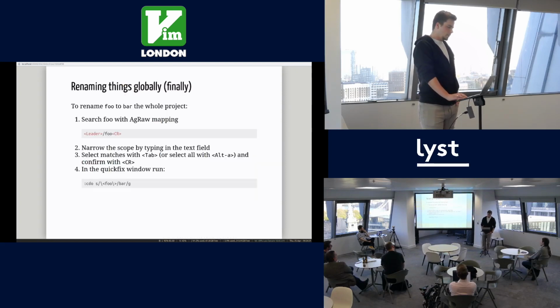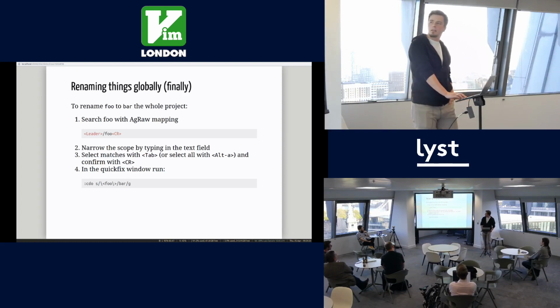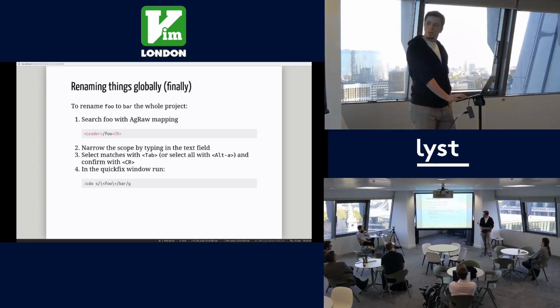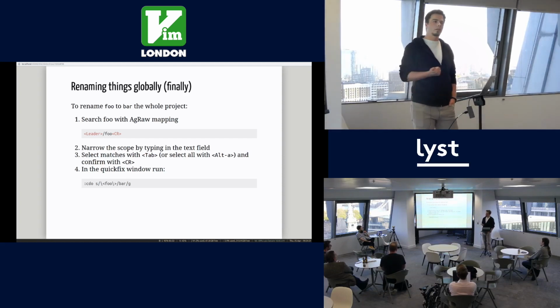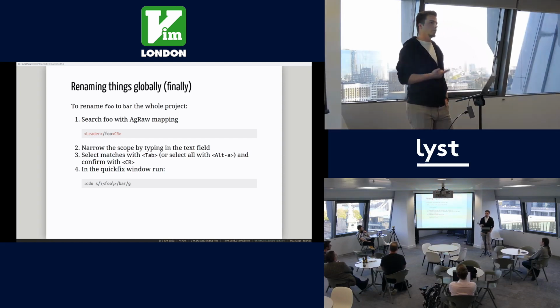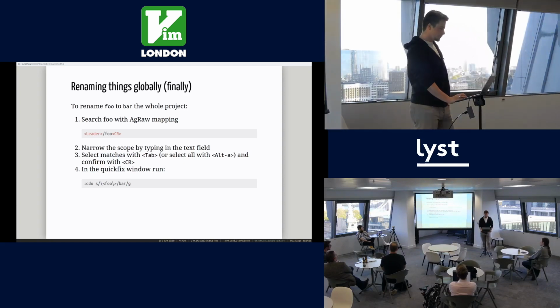So using Vim agriculture, renaming things globally becomes quite easy. You can just search for your term using the mapping like leader slash or leader star when you are on a word. Now narrow your scope, so filter the files you want to look at. Select your matches with tab or all of them with Alt-A, press enter. And in the quickfix window, you can just run cdo. That would replace all the terms you looked for in all the files that you selected. And for example, rename foo to bar everywhere you wanted.